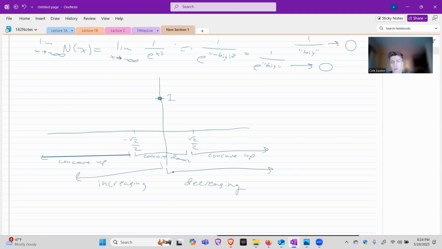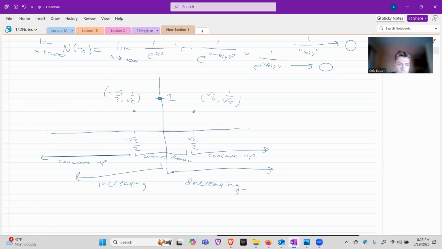And then we will also try to graph our inflection points. Notice that 1 over root e is certainly less than 1 because e is bigger than 1, root e is still bigger than 1. And so we'll just kind of plot our points somewhere like this, and we'll just label those points as (root 2 over 2, 1 over root e) and (negative root 2 over 2, 1 over root e). And now let's try to graph this.